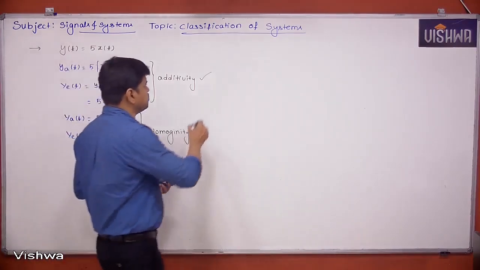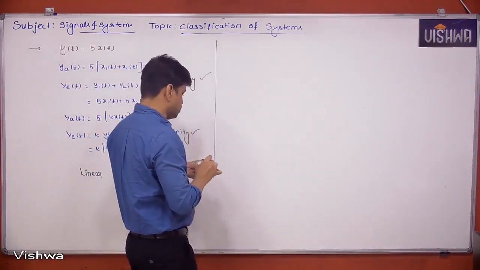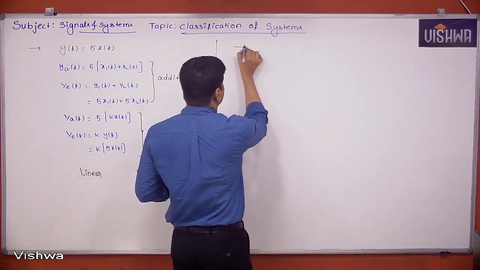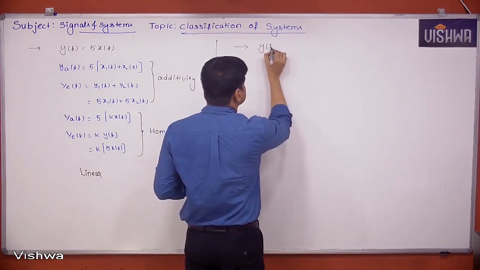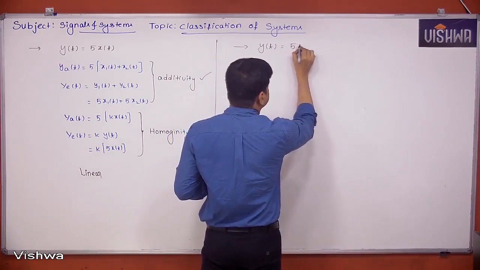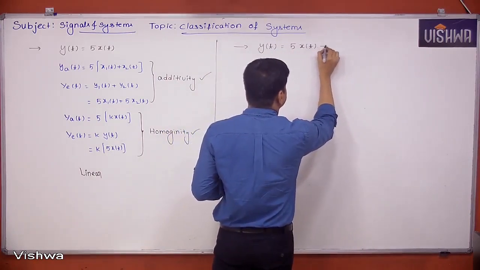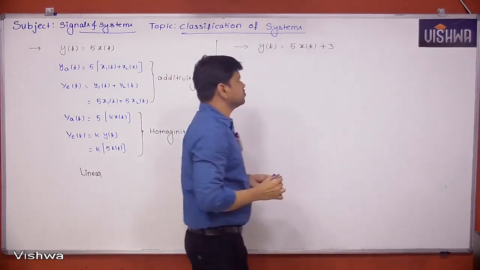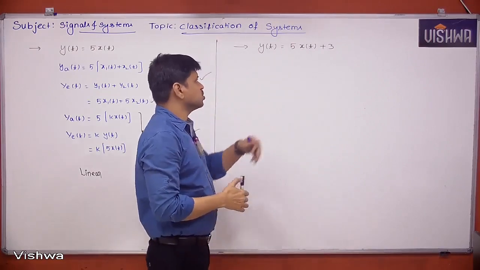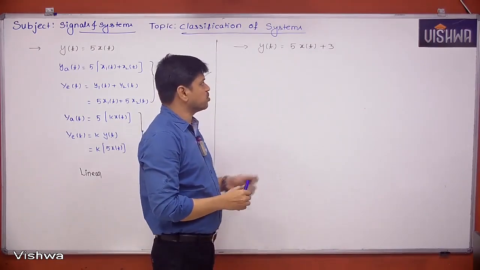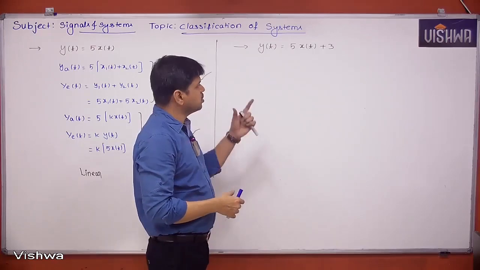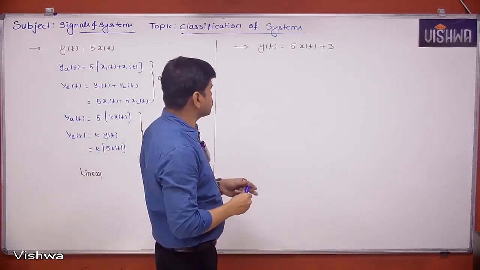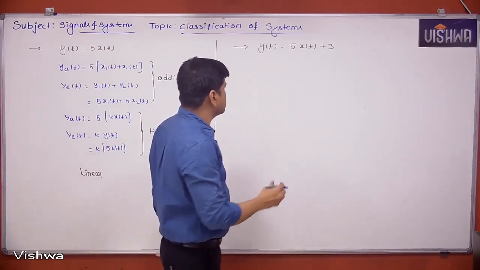Next, y of t is equal to 5x of t plus 3. In 2018, this question was given: we have to see which one is a non-linear system. So this is a non-linear system. How is it going to be non-linear? Let's check it out.